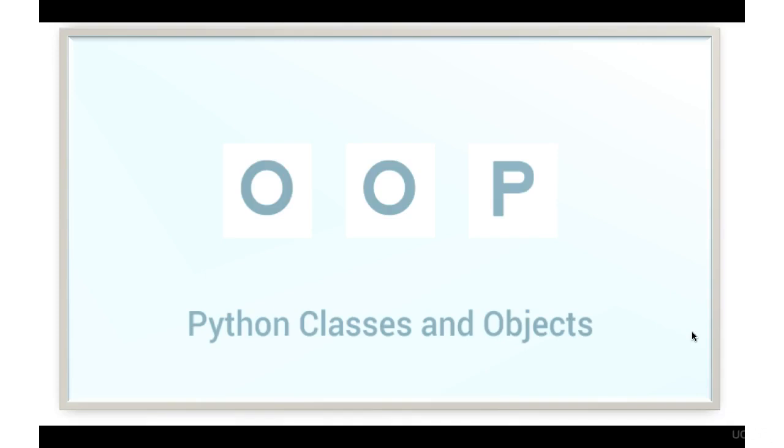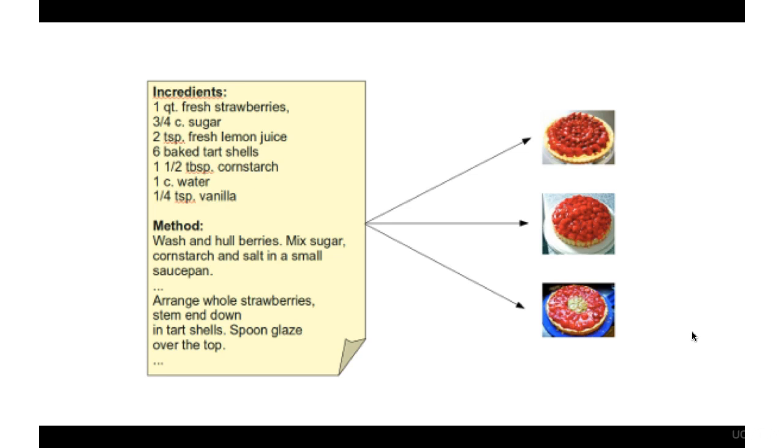Now let's take another example to understand classes and objects. Here we have two things. On the left hand side we have a recipe to bake a cake, and on the right hand side we have some cakes. As we know, a recipe is needed to bake a cake, so this recipe is called a class and the cake is called an object. The main difference between the class and the object here is that a cake can be eaten once it is baked, which means it actually exists in the world, but we can't eat a recipe.